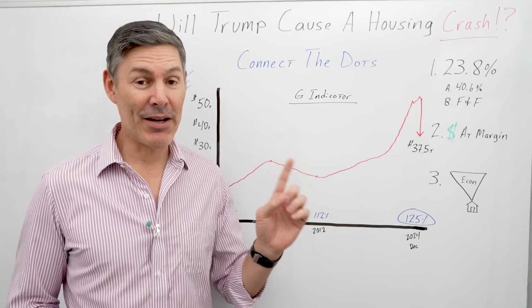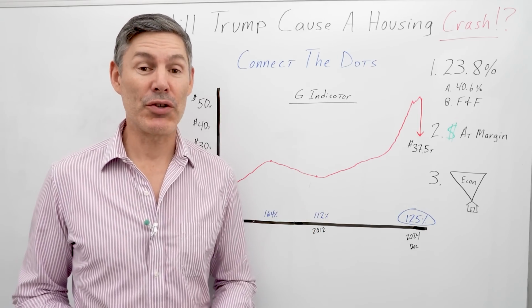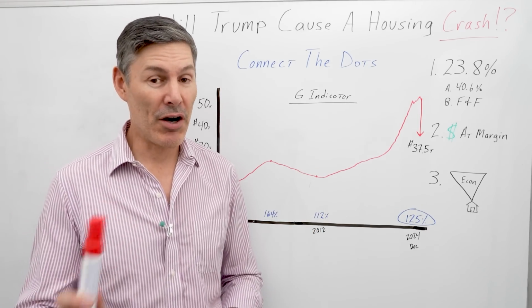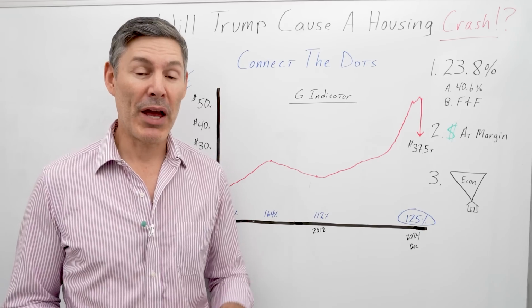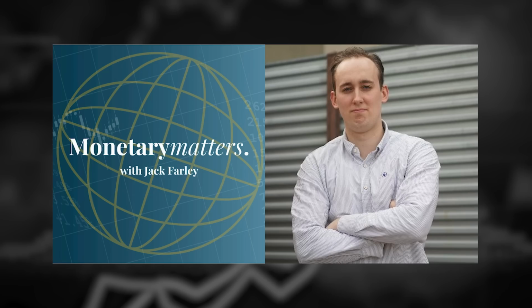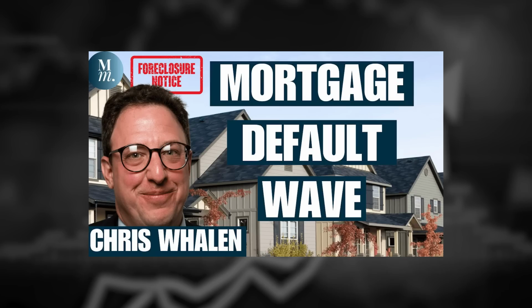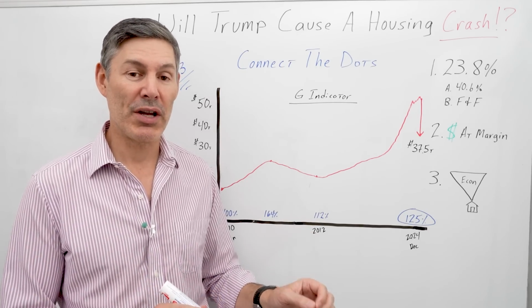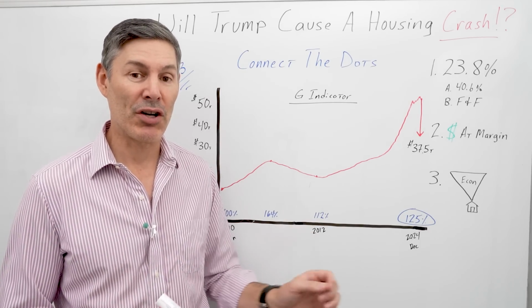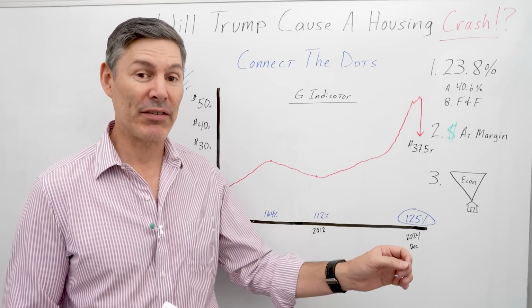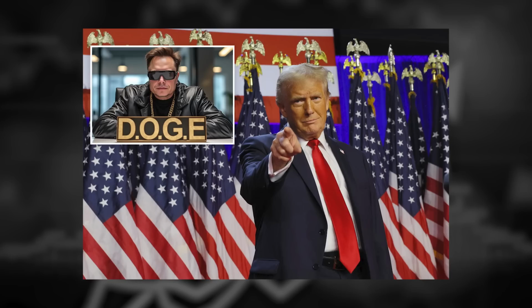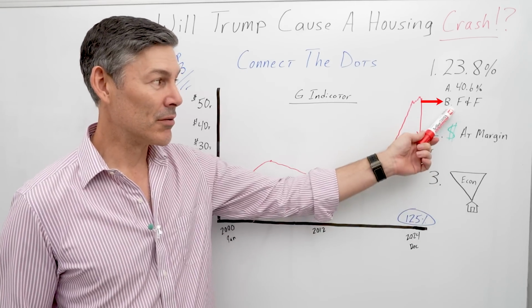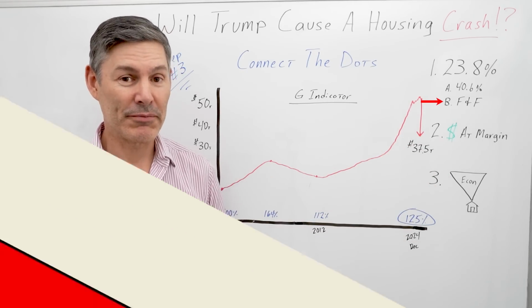But it doesn't end there with what Trump might do to reduce bureaucracy. Editor, go ahead and cut to a clip from a recent episode of Monetary Matters, hosted by Jack Farley, and he had a guest named Chris Whalen, who is an expert in the mortgage industry and the banking industry, talking about what he thinks the Trump administration, Doge, and Elon Musk might do with Fannie and Freddie.